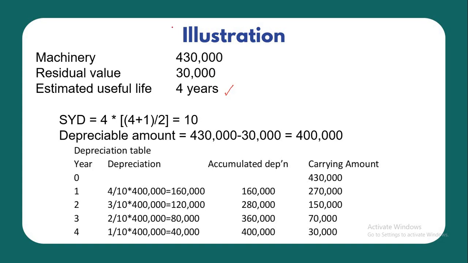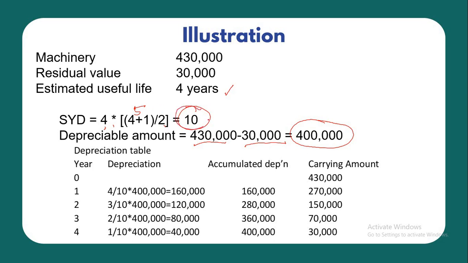So, first, for our SYD, that is 4 times the quantity of 4 plus 1. This is 5 times, divided by 2. So, this is 2.5. 2.5 times 4, that is 10. The depreciable amount is 430,000 minus 30,000, that is 400,000. So, again, we will be excluding the residual value from the computation of our depreciation. Now, our SYD is 10.